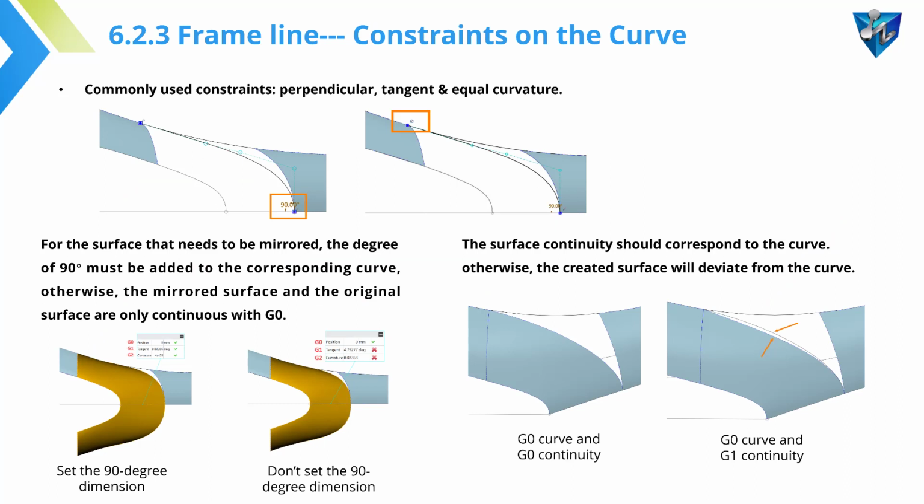Next, I introduce the constraints on the curve. The commonly used constraints are perpendicular, tangent, and equal curvature. Why do we need to add the constraints? For example, if you don't add the perpendicular constraint before you mirror the surface, you will find the continuity is G0 at the end of both of them. If you add it, the continuity is G1 or even G2. So we must add the corresponding constraints to ensure the quality of the shape. And the surface continuity should correspond to the curve. Otherwise, the created surface will deviate from the curve.